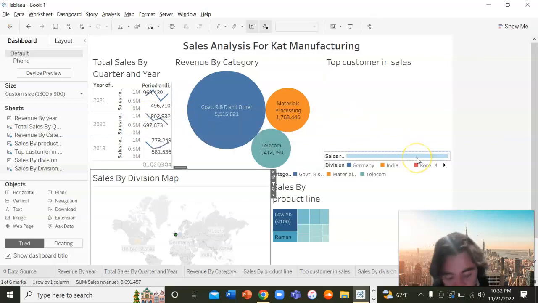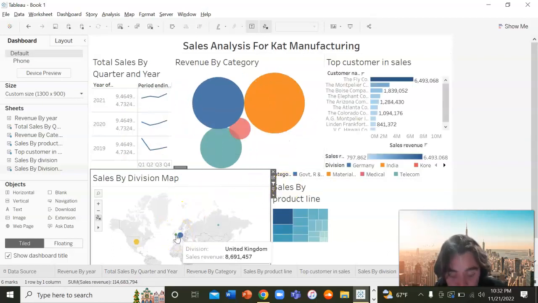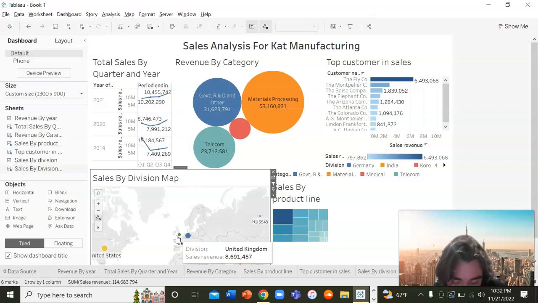The couple trends we found here was that the Fly company, as I said, was by far the top customer in sales. In all countries besides the UK and India, we found that. Let me unclick here. We found that processing and materials specifically had the highest form of revenue, which you can see here.